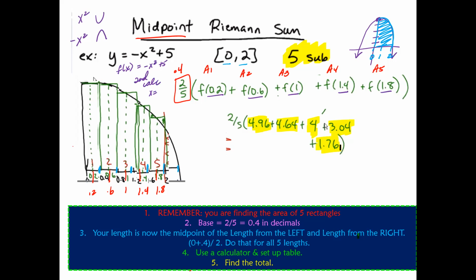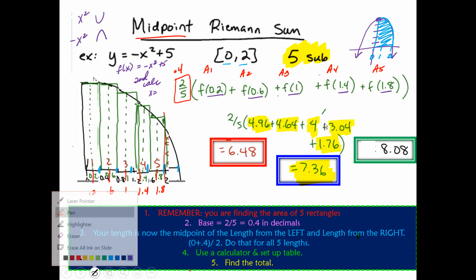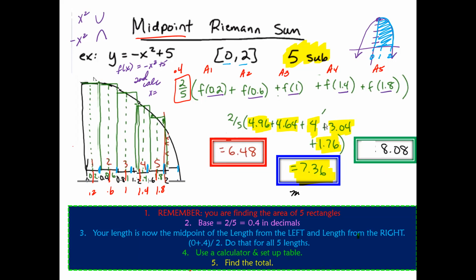So you could go ahead and take those individual heights and multiply by 0.4 for the base, or you could just do PEMDAS, add everything together in the parentheses, and then multiply at the very end. So let's add everything together and multiply it, which will give you a 7.36 area. And this area is actually more accurate than, I would say, the left and also the right.